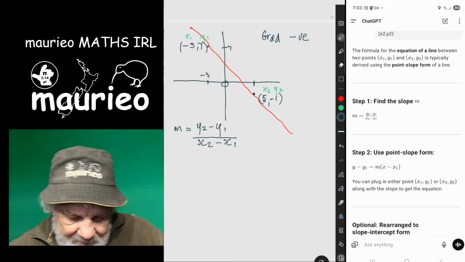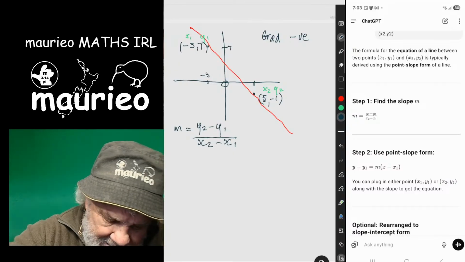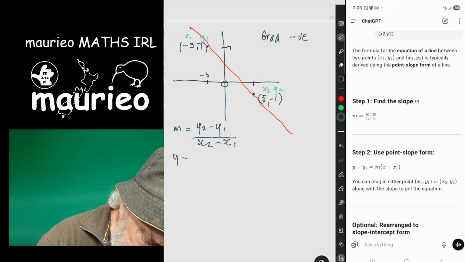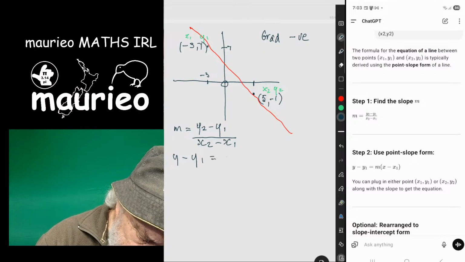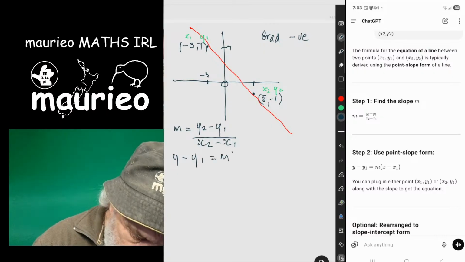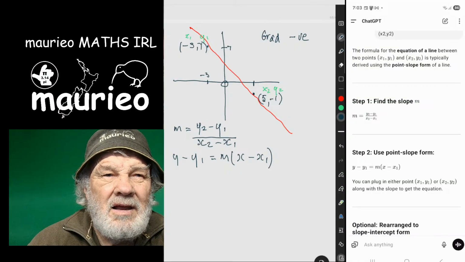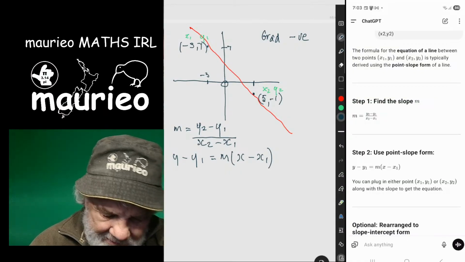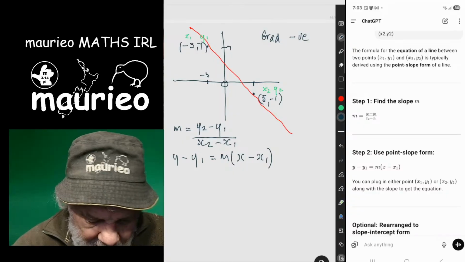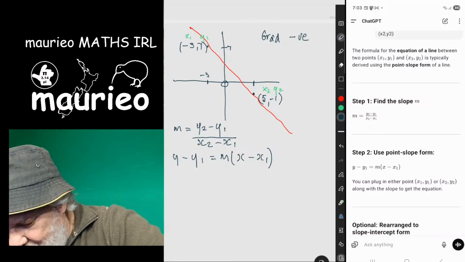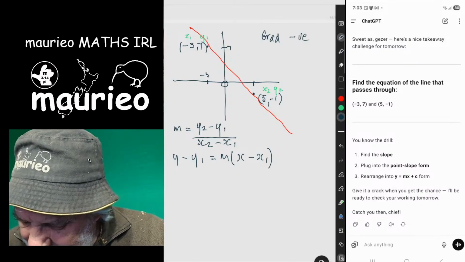And let's just check the other one as well, and that is y minus y1 equals m times x minus x1. And that'll enable us to get the equation. So they're the two equations that we use to do this. It's common sense, really.